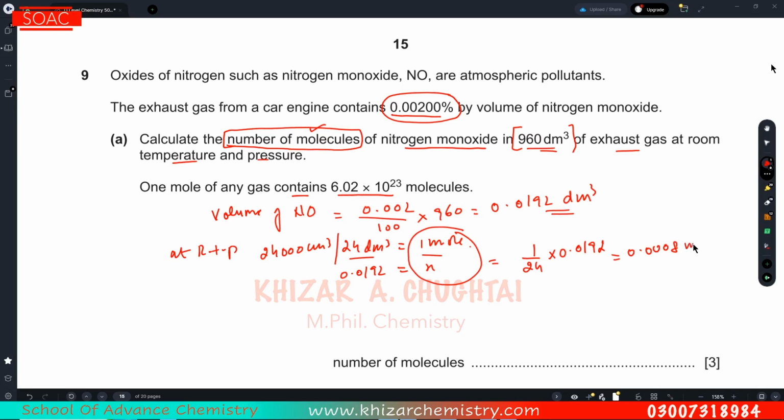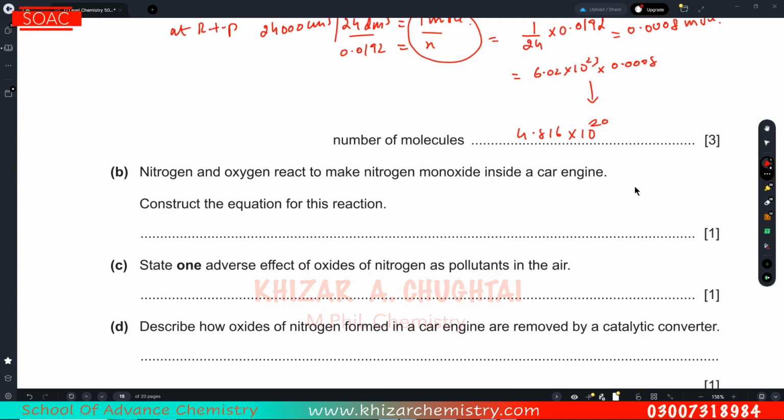So these are called moles. 1 mole is equal to Avogadro's number, 6.02 into 10 to the power 23 molecules, and for this, 6.02 into 10 to the power 23 multiplied by 0.0008 moles finally will be equal to 4.816 into 10 to the power 20. So that is the number of molecules of nitrogen monoxide.